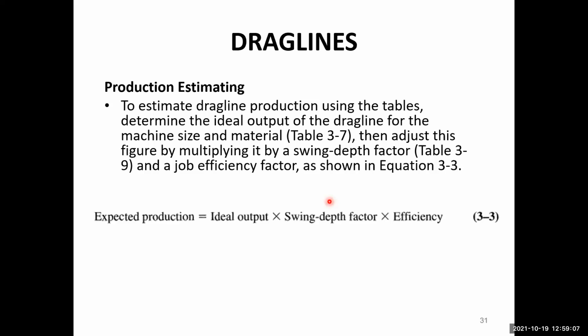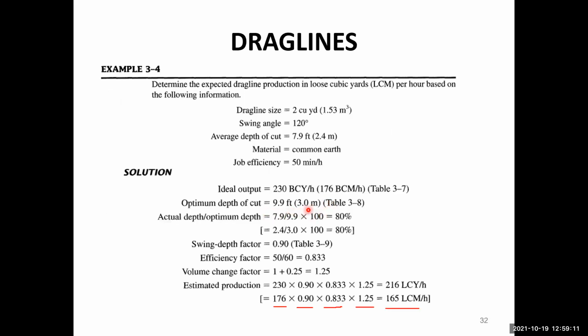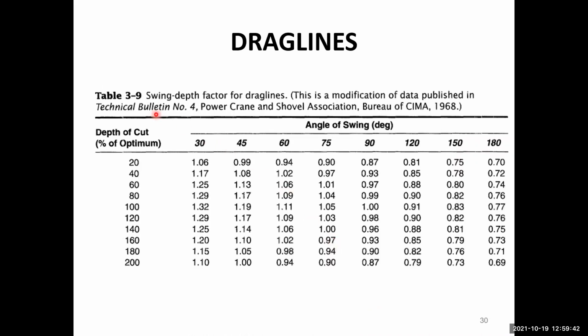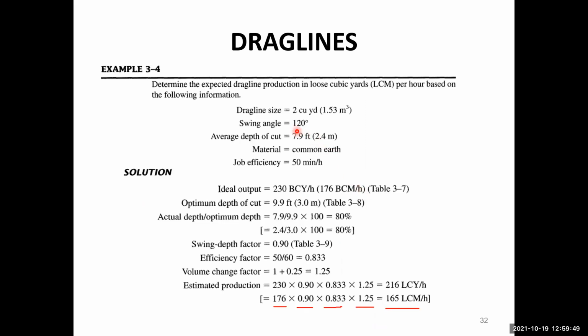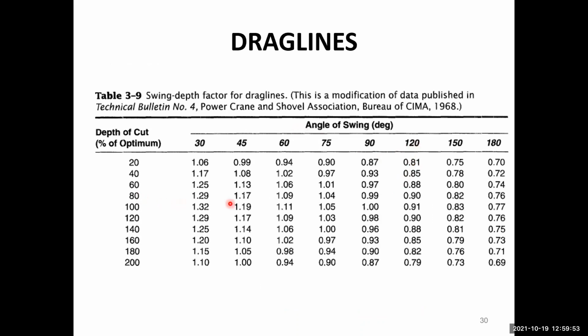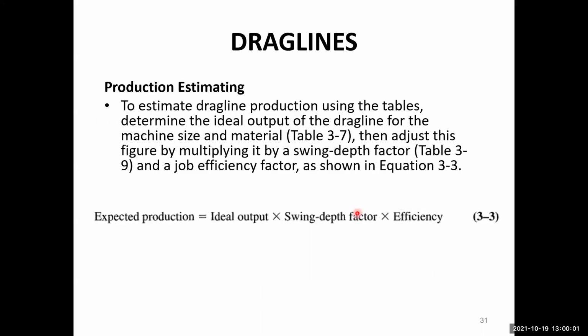In our problem, the optimum depth of the cut is 3 meter, which is fine. Actual depth divided by the optimum depth: the actual depth, the average depth of the cut needed, is about 2.4 meters. So 2.4 divided by the optimum is 80%. Now we will use table 3-9 for the swing depth factor. It is 80%, and the angle of swing is 120 degree, so we get a factor of 0.9. This is the swing depth factor.